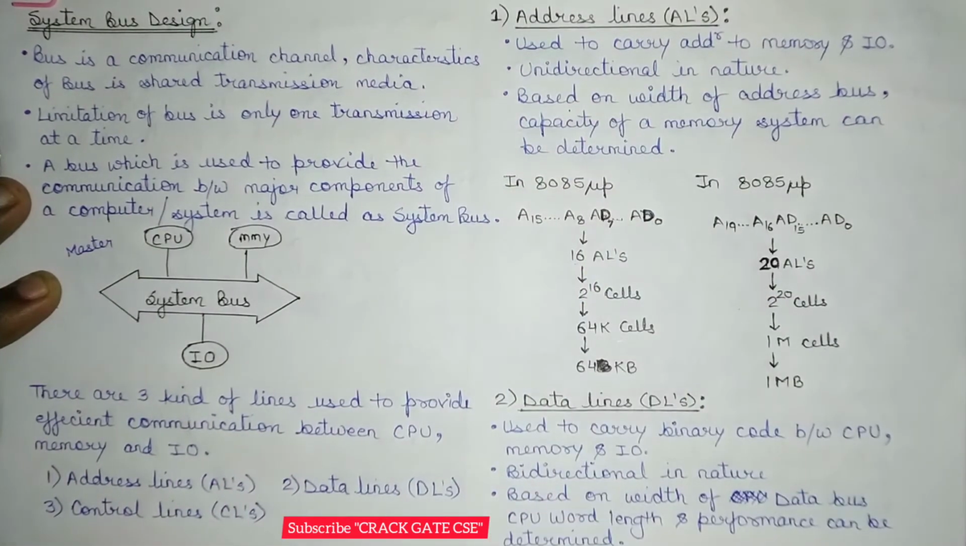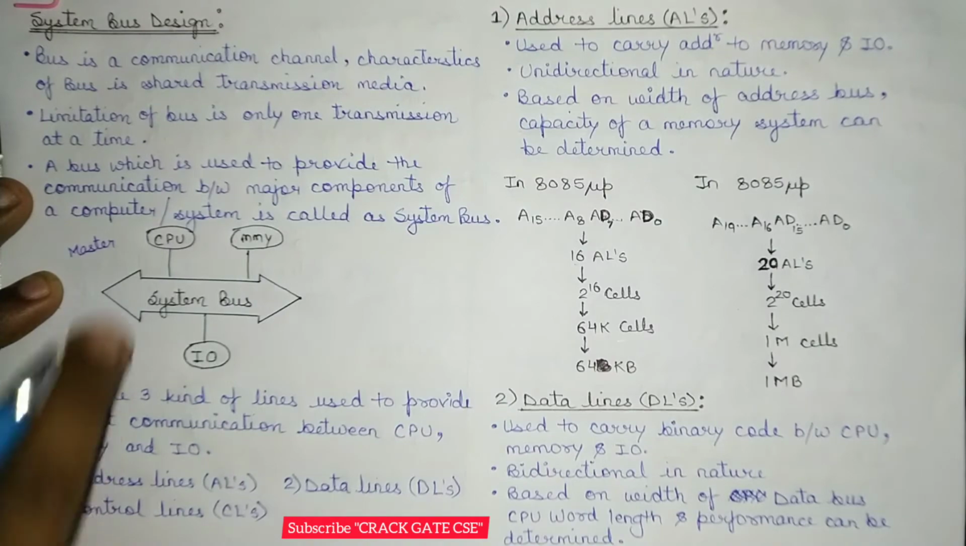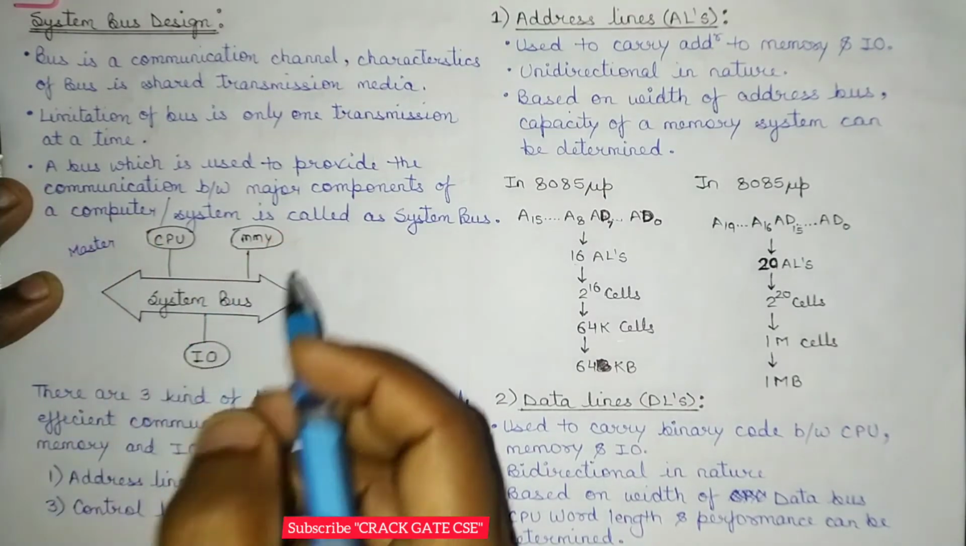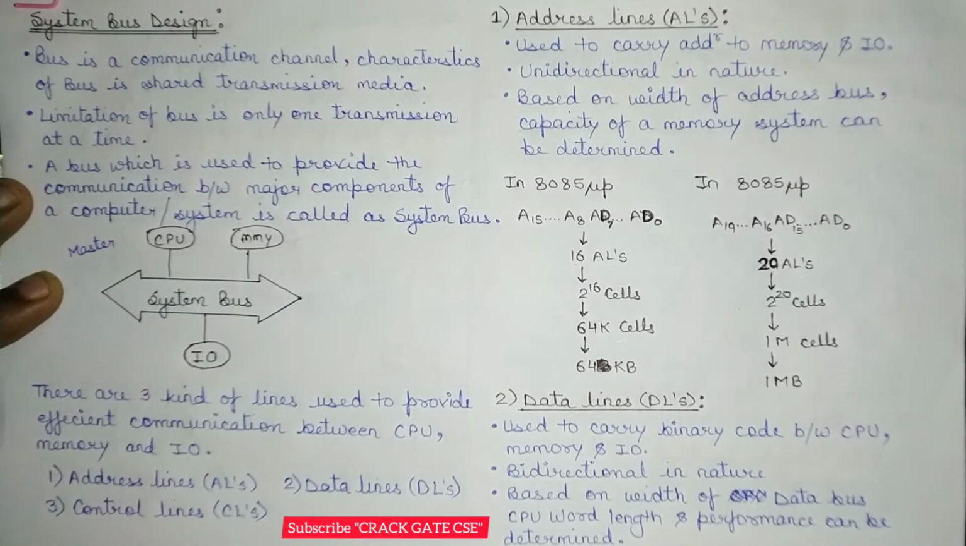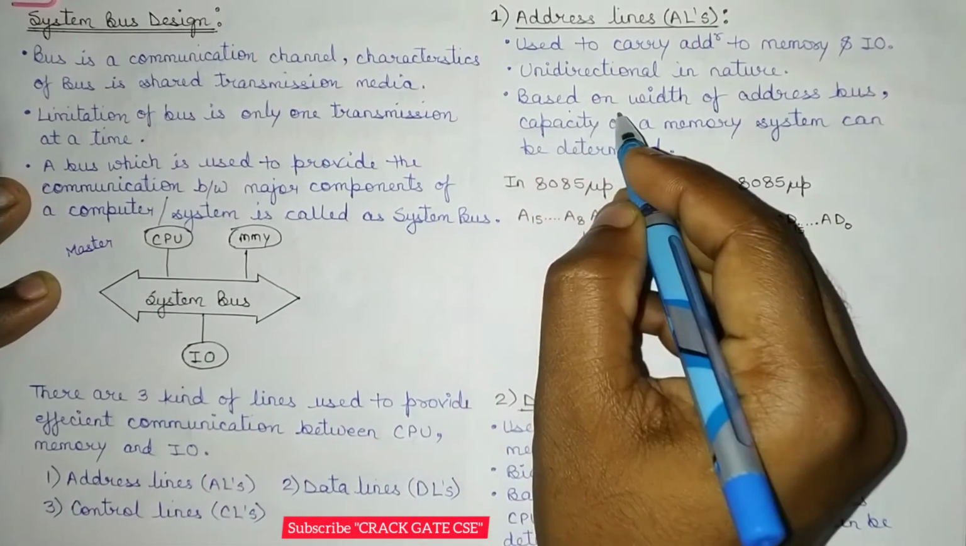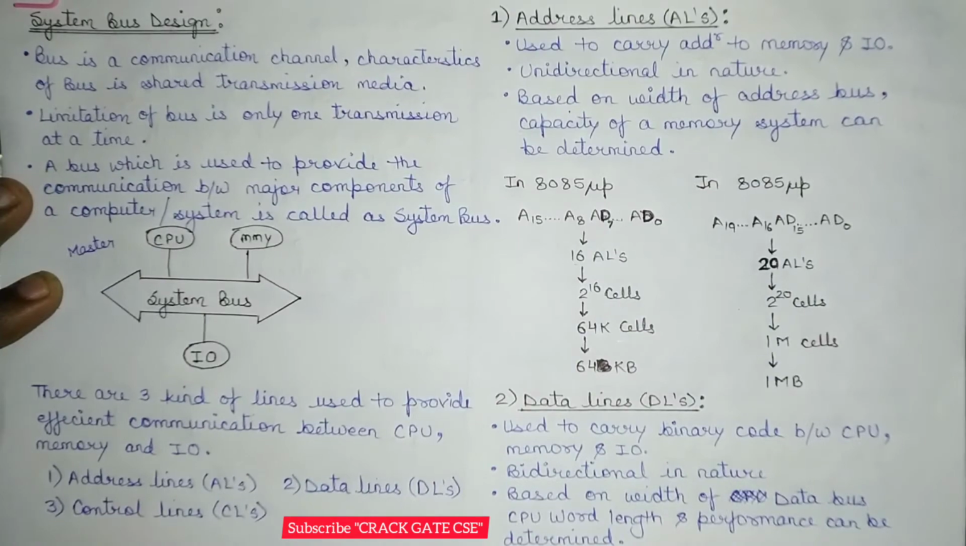And these address lines are unidirectional in nature because only the CPU can forward the address to memory and IO. These both cannot forward the address to the CPU, right? Now based on the width of the address bus, whatever width we have for the address bus, we can find out the capacity of a memory system. We can determine the capacity of a memory system.